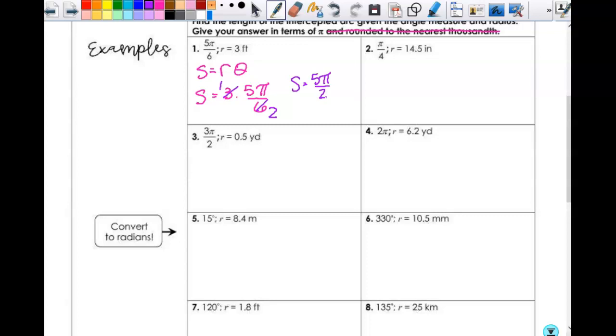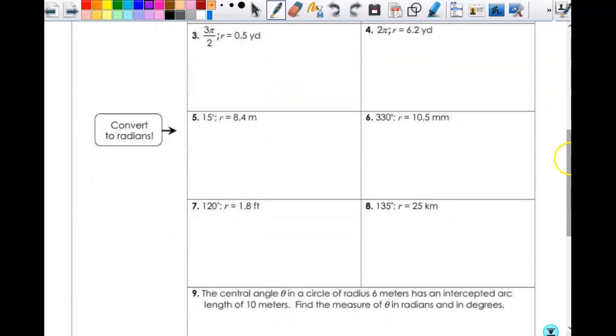Feet. Okay, it's arc length, it's feet. All right, let's jump to number 4. We have 2 pi, and then we have 6.2 yards, and we're going to want it fractionally in the end, so let's go ahead and put our 6.2 into fractions.